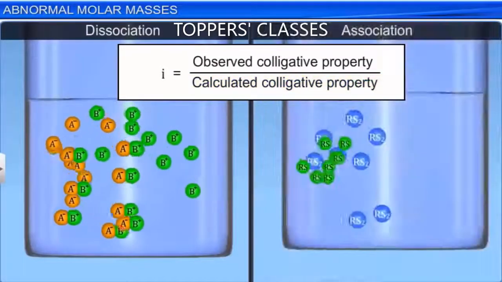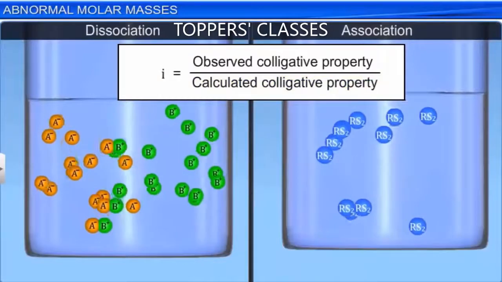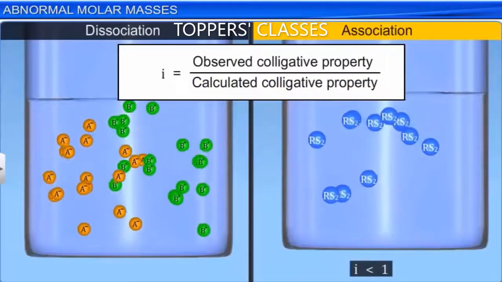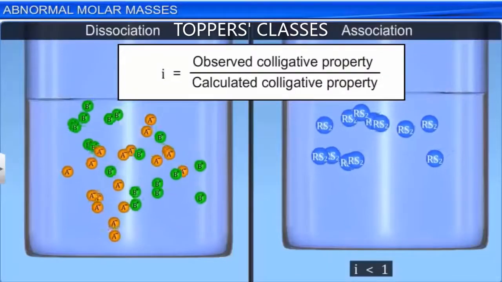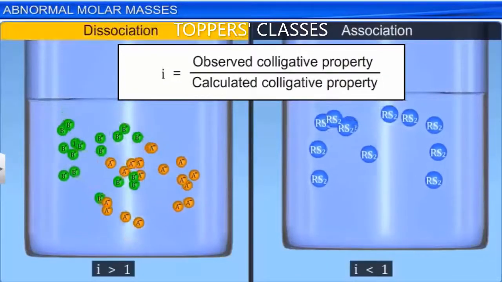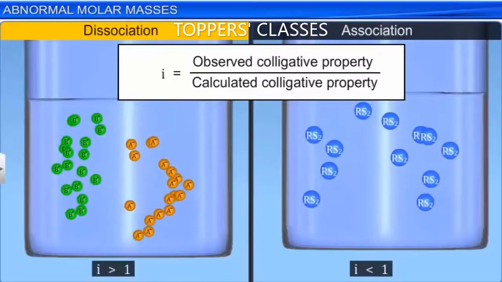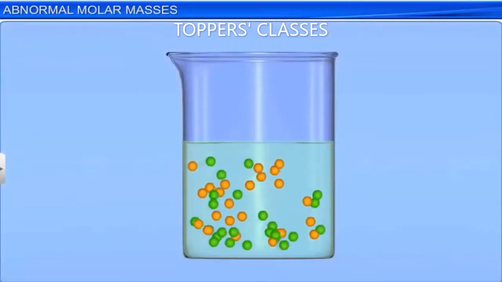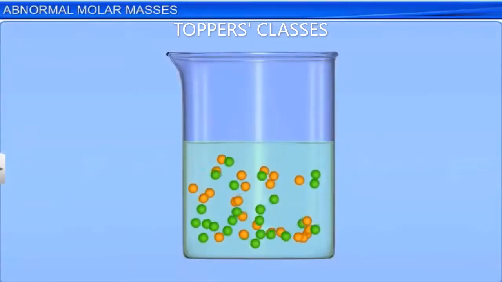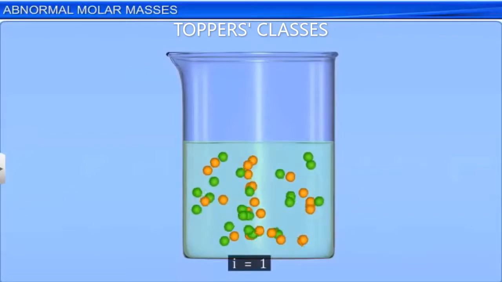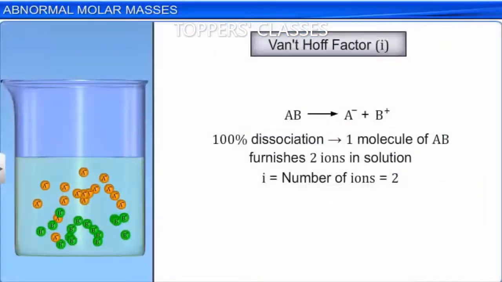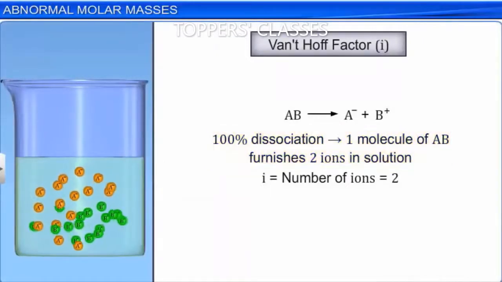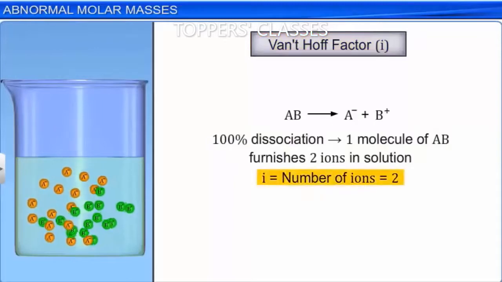The value of van 't Hoff's factor is less than 1 if there is association of the solute in a solution, and is greater than 1 if there is dissociation of the solute in a solution. For substances that undergo neither dissociation nor association in a solution, i is always unity. If a solute undergoes 100% dissociation, then van 't Hoff's factor is equal to the number of ions produced from one molecule of the solute.